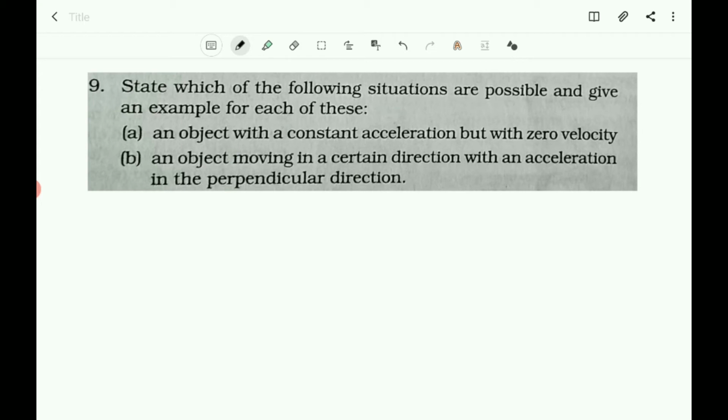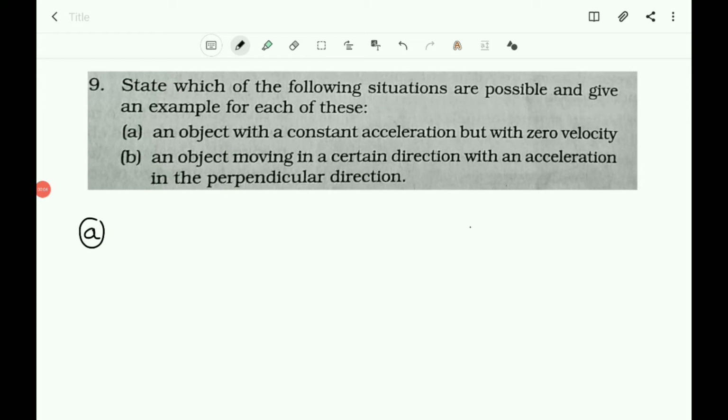So what is the situation you can give here? The example of situation of an object with a constant acceleration but with zero velocity is when the object is thrown vertically upward. When it reaches the highest point, its velocity is 0, but it has constant acceleration, that is due to gravity. Probably the acceleration must be equal to 9.8 m/s^-2, which is the average value of the acceleration due to gravity. So you write the answer for the first question A.